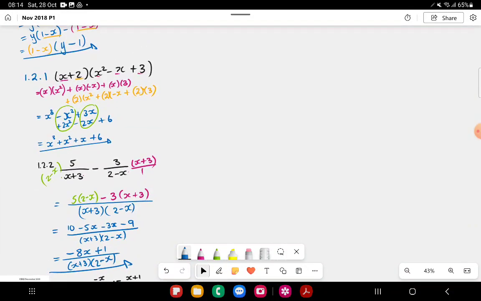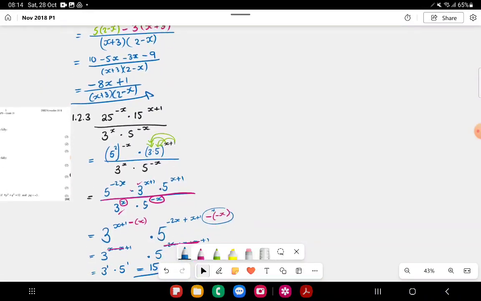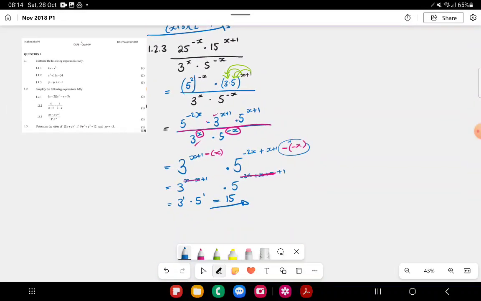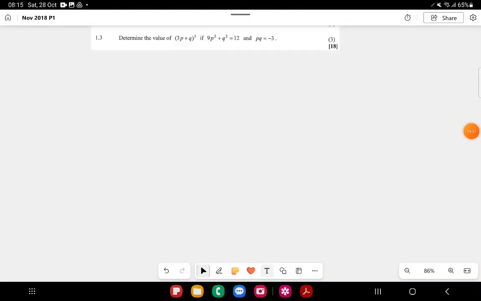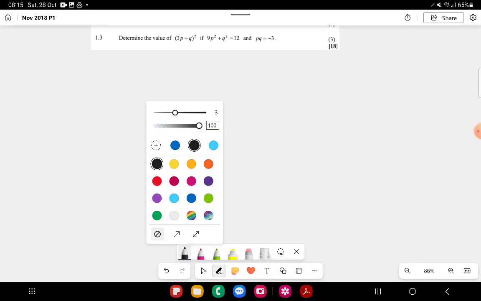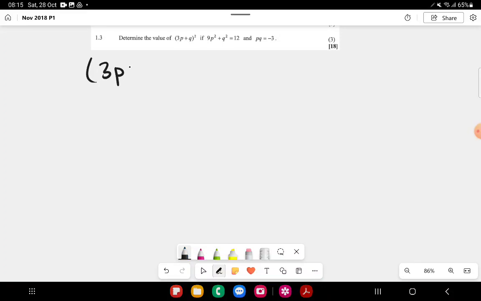Lastly, we're going to do 1.3. All right, the question of 1.3 is giving us an expression, and it gives us 2 equations. So the first expression that it gives us is saying 3p plus q squared is what we need to solve. The next thing it tells us is that's a statement and that's a statement.